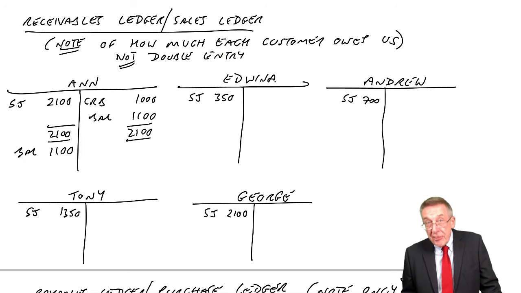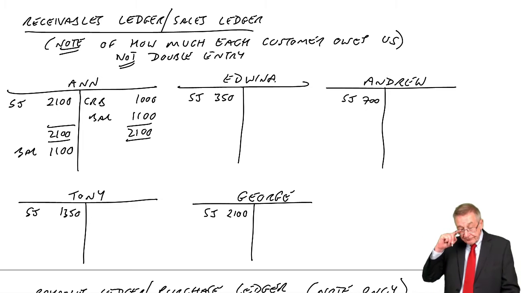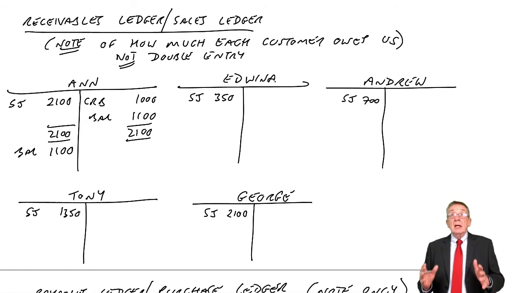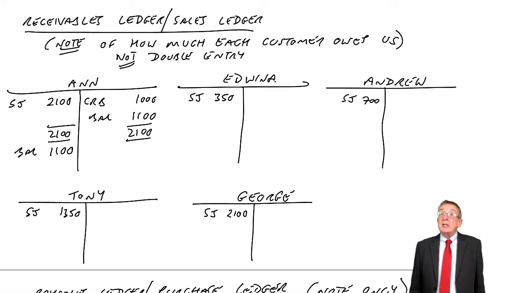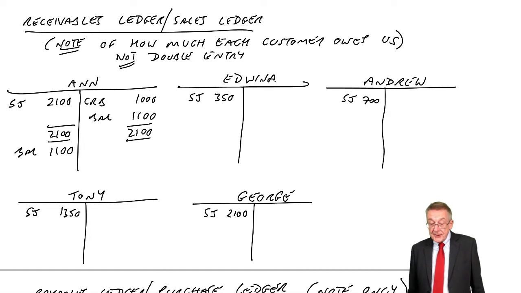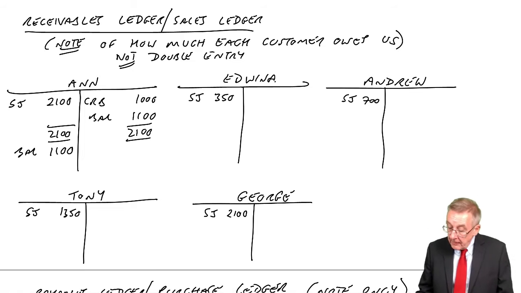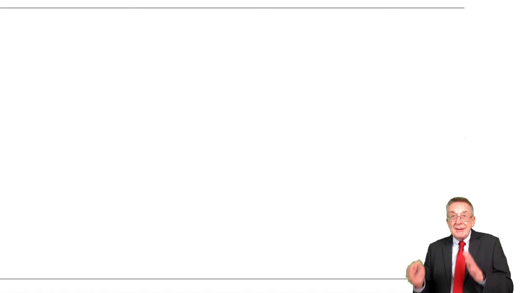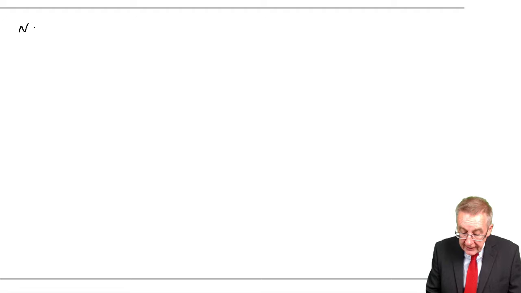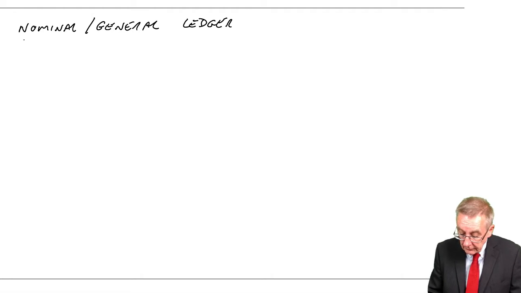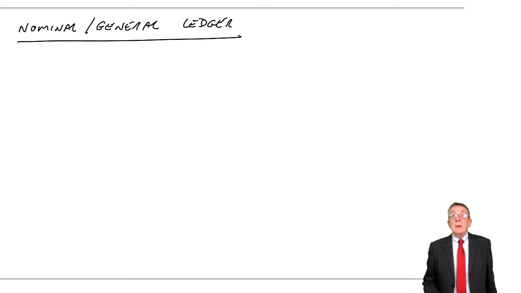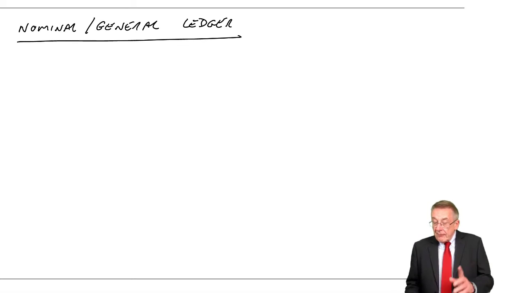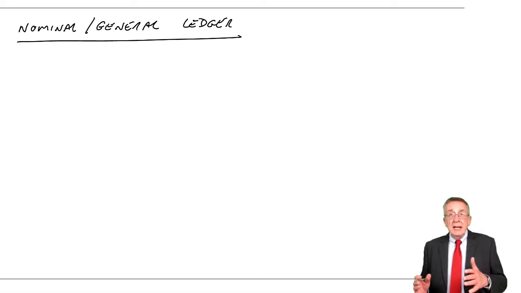All right, this is the third lecture on books of prime entry. And now, at the end of the month, we're actually going to do our double entries. And the double entries, remember, the real T accounts are in our nominal or general ledger. And watch me carefully how we go about it. We take each of the books of prime entry in turn.